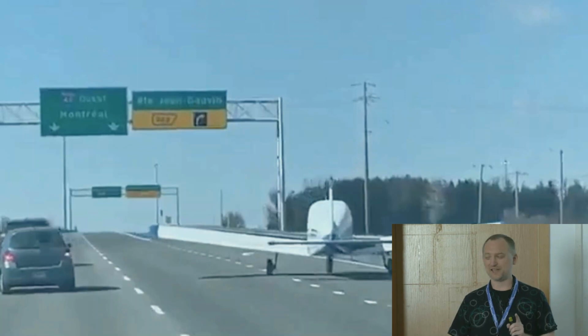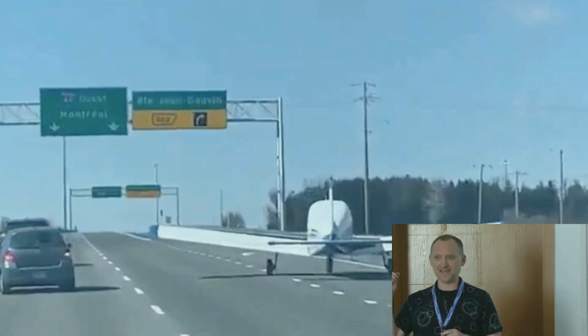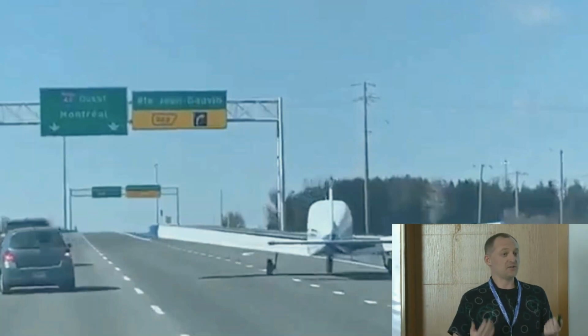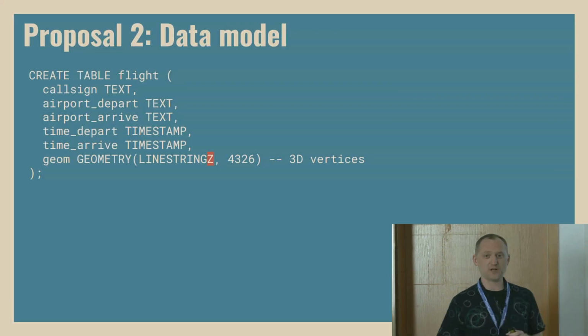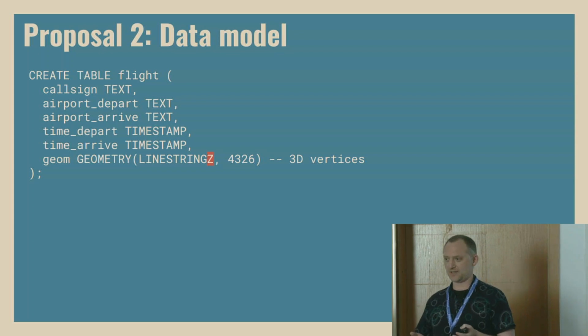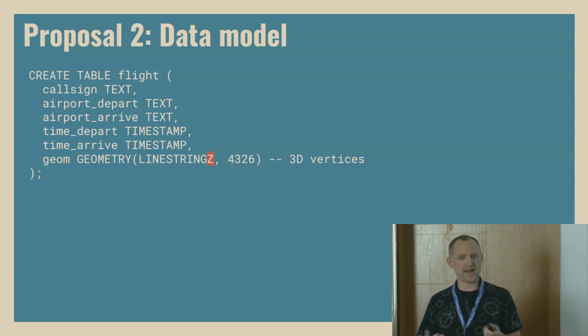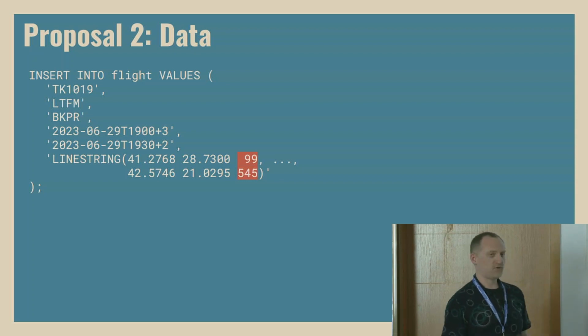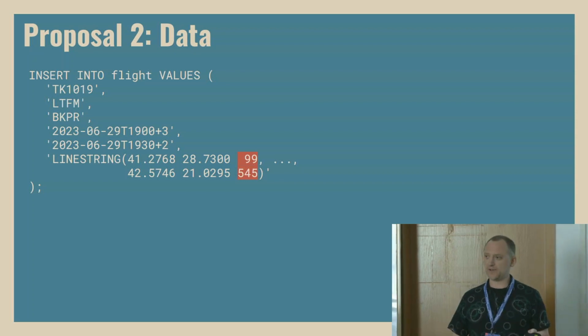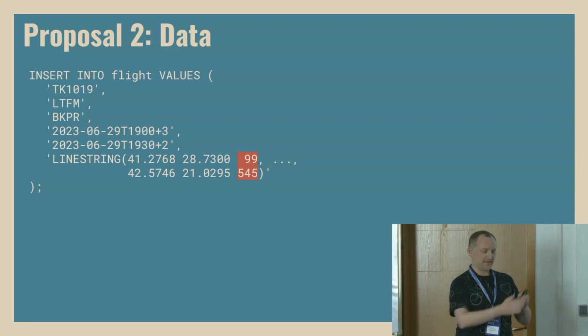Because what do planes do? They fly in the air, not on the ground. So can we update that proposed data model? Yes, we can make a very small change to our PostGIS table as we create it. We can add, of course, elevation data. Everything else, very straightforward. Now we have three-dimensional points for each vertex on that path.